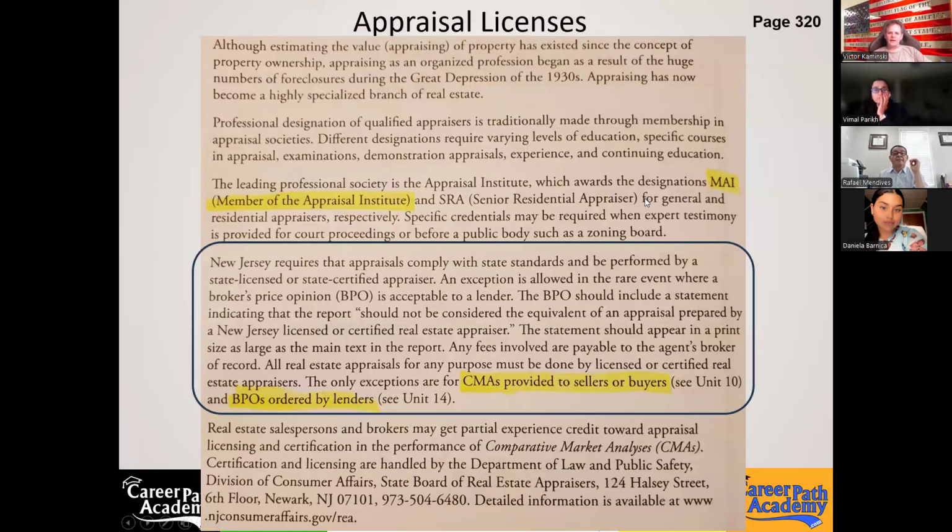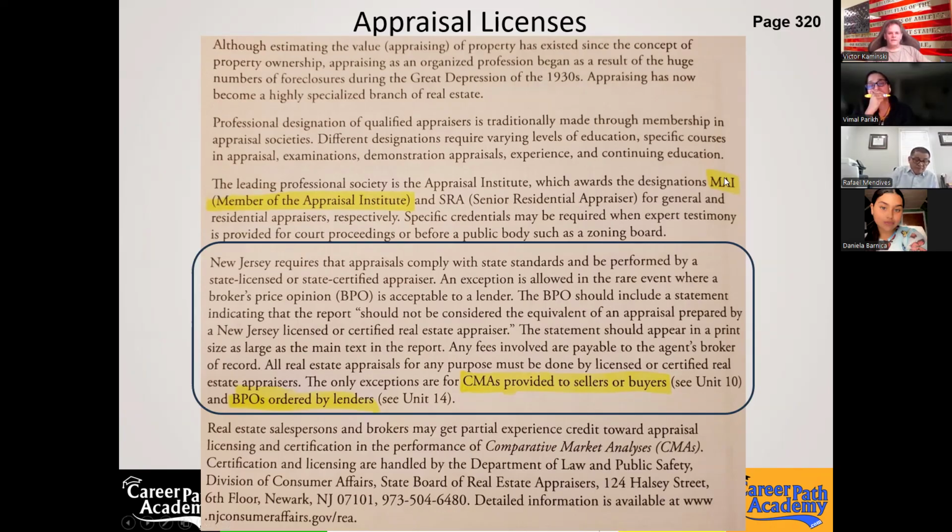On page 320, MAI is the member of the Appraisal Institute. So appraisers are going to become members of MAI, the Appraisal Institute, and they take a national USPAP course, Uniform Standards of Professional Appraisal Practice, every 2 years, a 15-hour class. It's kind of like the Code of Ethics training class that we as real estate agents take when we're members of NAR. So we're members of NAR, and we take the Code of Ethics training class.